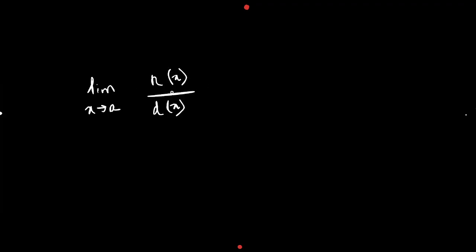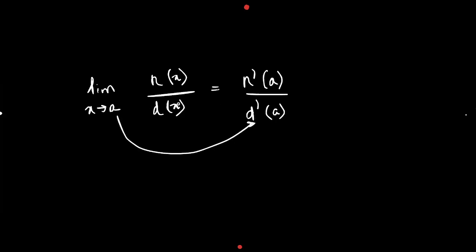Basically what we're saying is if we have some limit where we're using direct substitution and get this indeterminate form, we take the derivative of our numerator and the derivative of our denominator, and then we can try direct substitution again, right? So we plug this a back in, and we will get our limit.